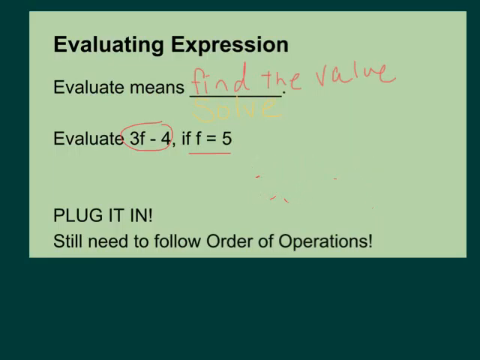Now let's say what it is. We know that 3f means 3 times whatever the value of f is. So we need to write it as 3 parentheses and then a 5 for f, and then minus 4. Looking at this problem, order of operations says multiply first, then we're going to subtract. Multiply 3 times 5, we get 15, and 15 minus 4 is 11. So the answer, or the value of 3f minus 4, when f is 5, the value is 11.